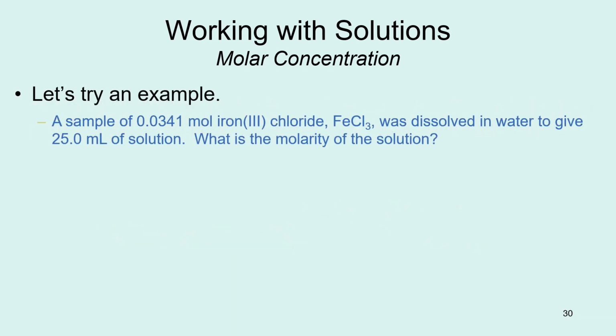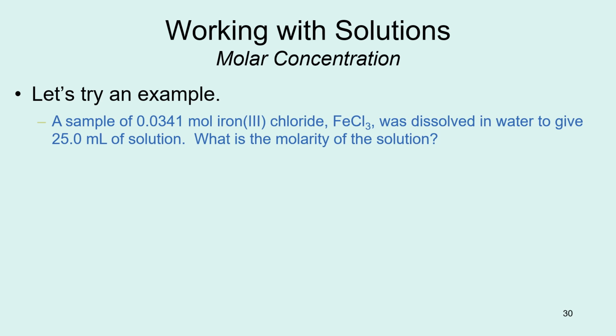All right, so let's try an example. This is a very straightforward calculation. We have a sample that has 0.0341 moles of iron(III) chloride, FeCl3, and we dissolve it in enough water to give us 25 milliliters of solution. So what is the molarity?